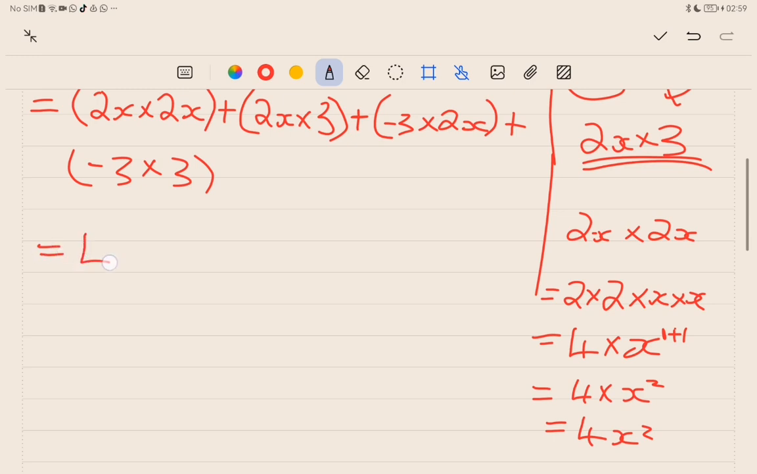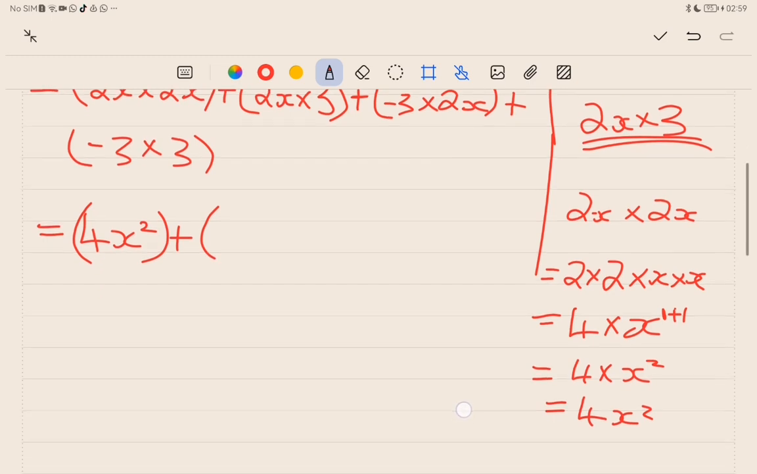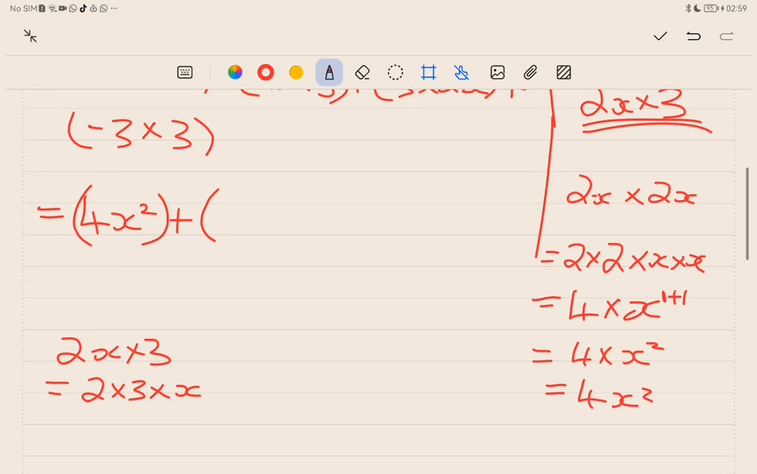Then here you have 4x squared plus. Now you move to 2x multiplied by 3. You're going to apply the same thing. 2 multiplied by 3 multiplied by x. Then you get 6 multiplied by x. Then it is 6x. So you have 6x.